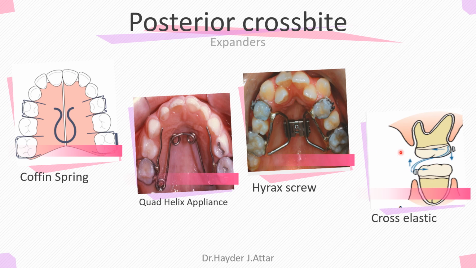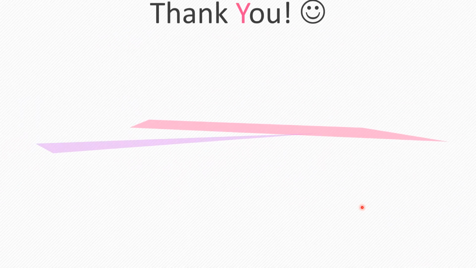Also, the fixed appliance with the cross elastic between the lingual aspect of the maxillary teeth and the buccal aspect of the mandibular teeth corrects the crossbite by buccal expansion of the maxillary teeth and lingual constriction of the mandibular teeth, correcting the crossbite posteriorly. Thank you.